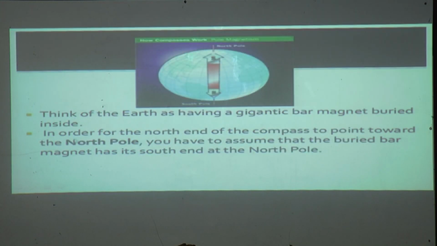So think of earth as having a gigantic bar magnet buried inside. Here you can see, in order for the north end of the compass to point toward the north pole, you have to assume that the buried bar magnet has its south end at the north pole, like this.